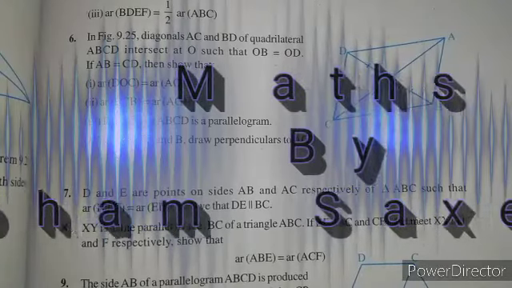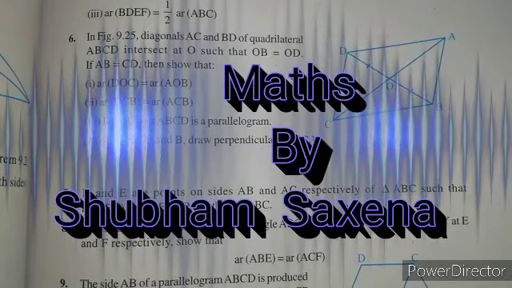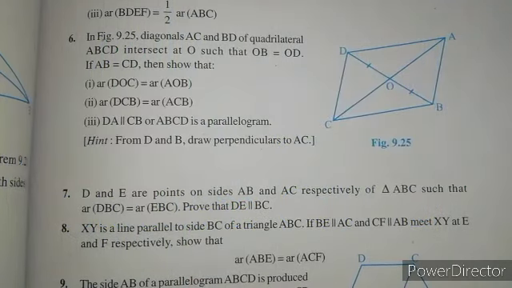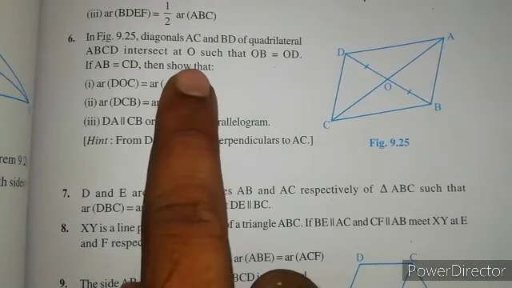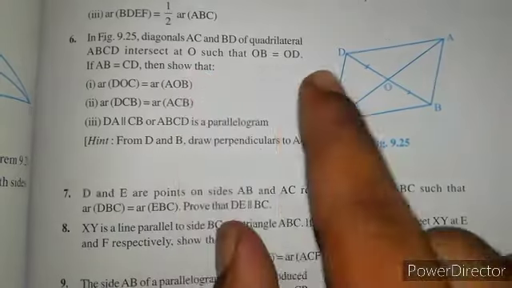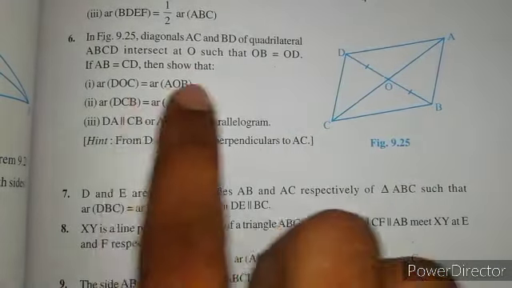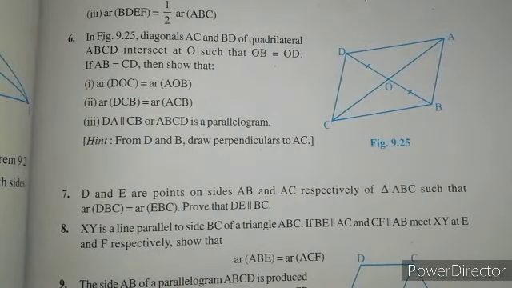Hello everyone. So let's solve the next question of our exercise 9.3. It is question number 6, in which we are given a quadrilateral ABCD, such that its diagonals intersect each other at O. It is given that OB is equal to OD. We have to show these three parts. So let us solve this question in our copy.